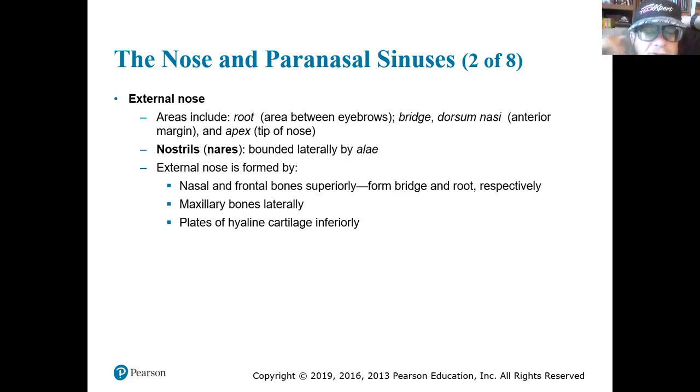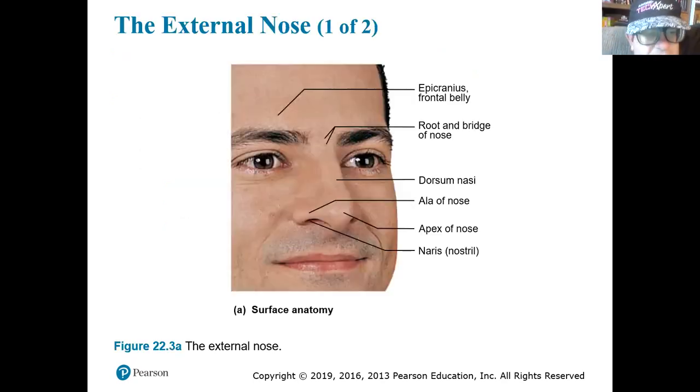The external nose is formed by nasal and frontal bones at the top that form the bridge and the root, the maxillary bones on the side, and plates of hyaline cartilage on the bottom. This cartilage right here, it's kind of wiggly, but kind of tough. Like this is cartilage, but this is elastic cartilage. You can take your ear elastic cartilage, you can bend it around. You try to bend your nose too far, that's hyaline cartilage, it'll break. Okay, moving on.